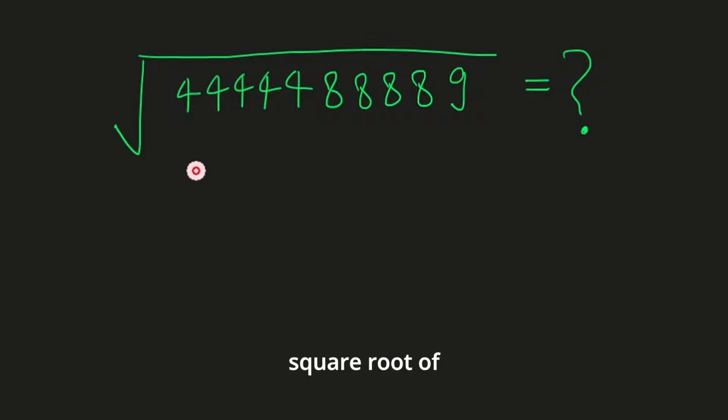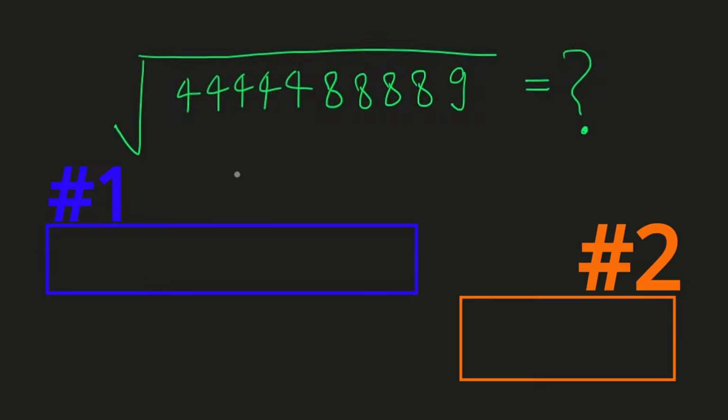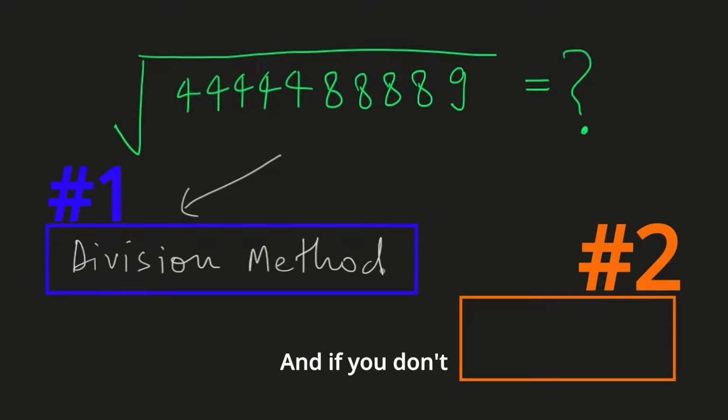How can we find the square root of this within seconds? There are two methods to solve this. First one is the division method. And if you don't know the trick, you just go ahead with the division method. It will take quite some time to solve using this method, but it is a sure shot process to solve this problem. Okay, and we will discuss this also.